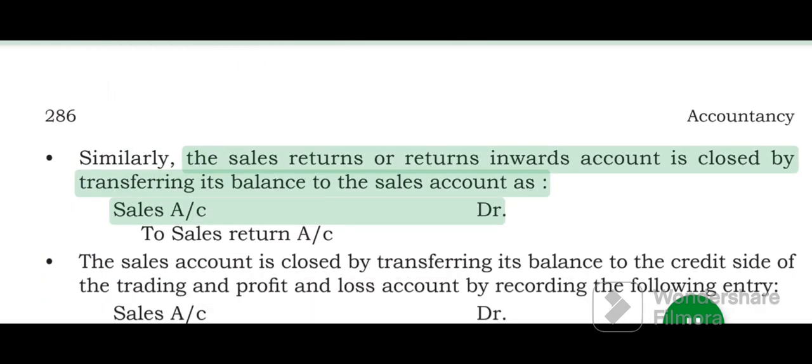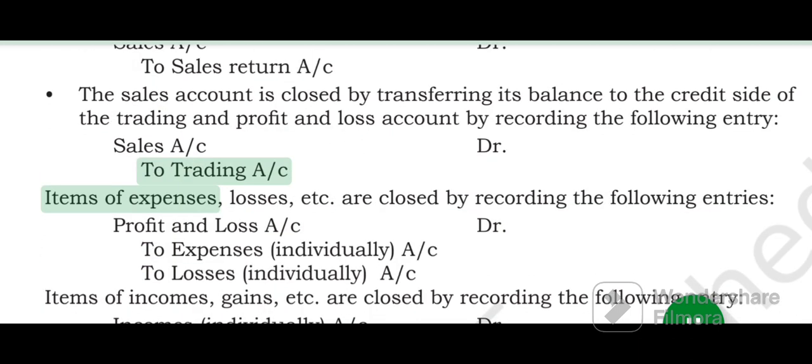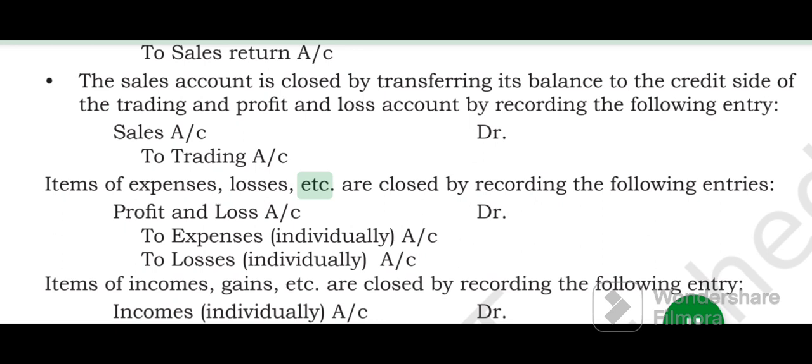Similarly, the sales returns or returns inwards account is closed by transferring its balance to the sales account as: Sales A/c Dr. To Sales Return A/c. The sales account is closed by transferring its balance to the credit side of the trading and profit and loss account by recording the following entry: Sales A/c Dr. To Trading A/c.